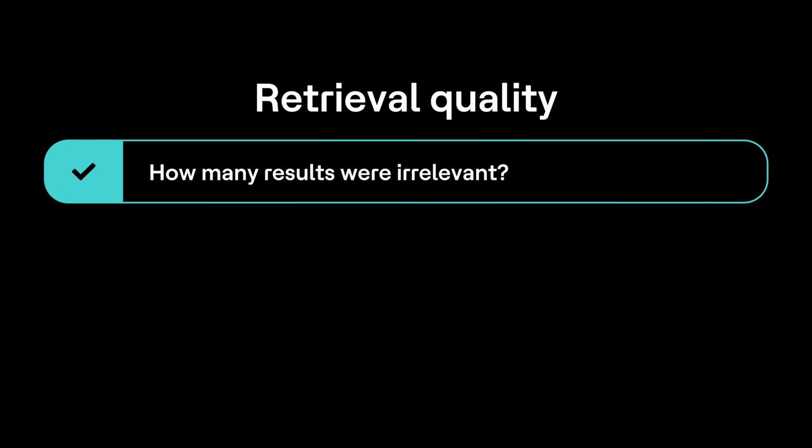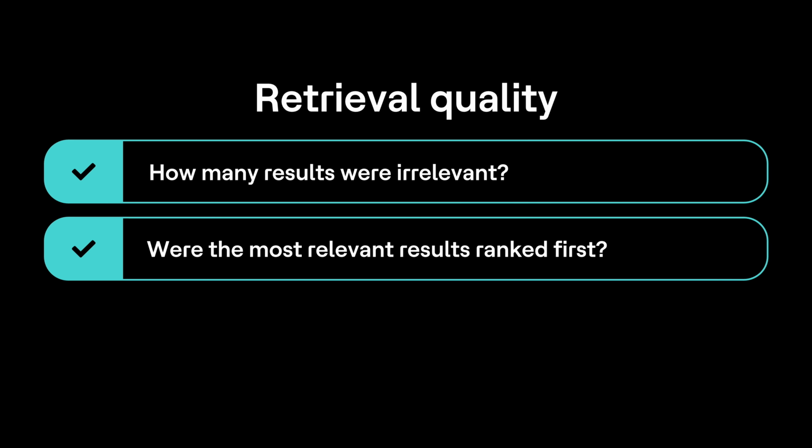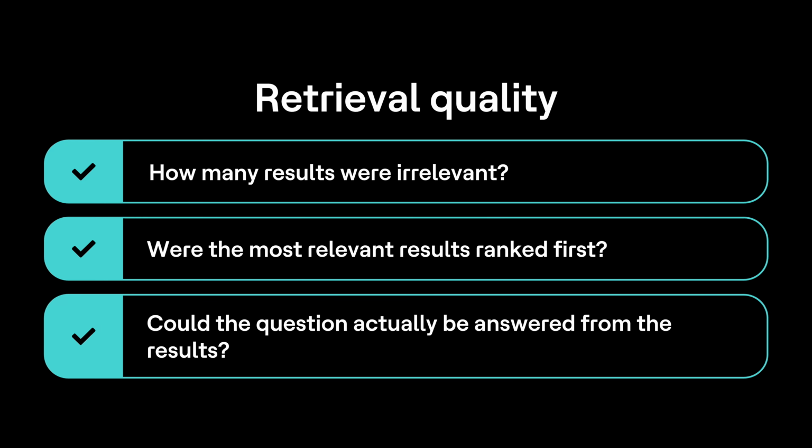Retrieval quality is asking a different set of questions, such as how many results were irrelevant? Were the most relevant results ranked first? And most importantly, could the question actually be answered from the results? A high similarity score can't guarantee any of that, which is why most teams implement a retrieval pipeline where vector search is just one of several steps.